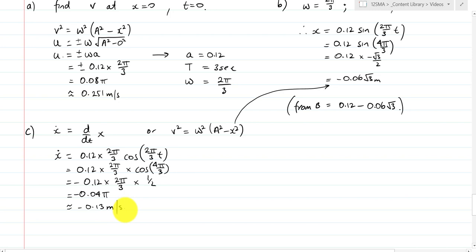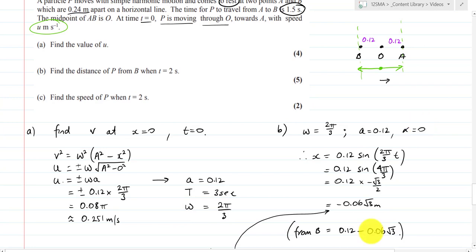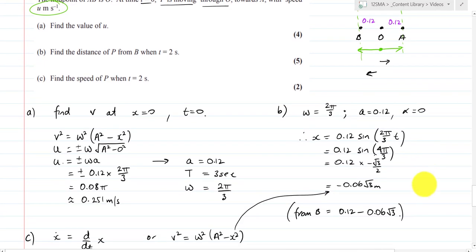So that's our speed at that point, and you can see why it's negative, because at that time it's heading towards B. It's got a bit crazy and drawn down here. So there we have it. That's our simple harmonic question. That's from an exam. It's about as tough as they come for these questions.